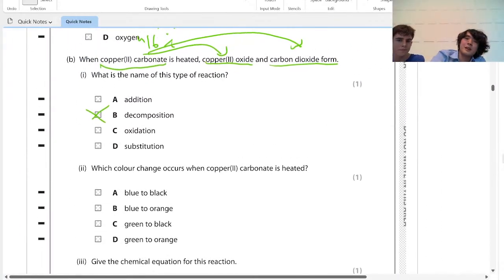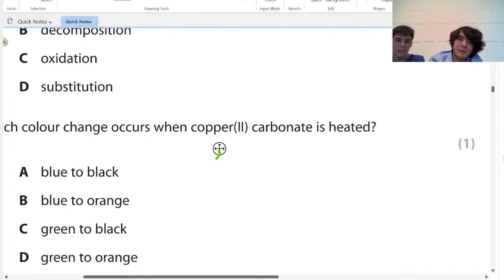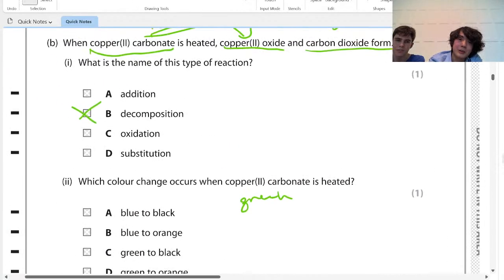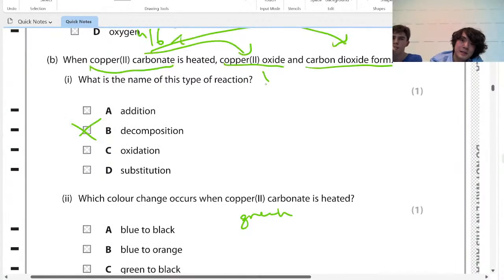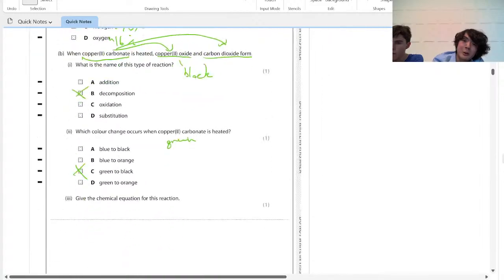Copper carbonate. What's the color change? So copper carbonate is green, and copper 2 oxide is black. Copper usually forms blue stuff, but copper carbonate is weird, so you just need to know that. So it's green to black.